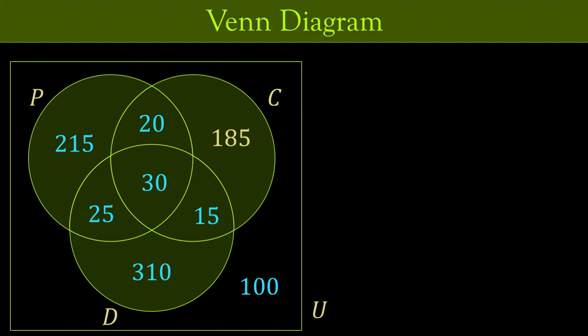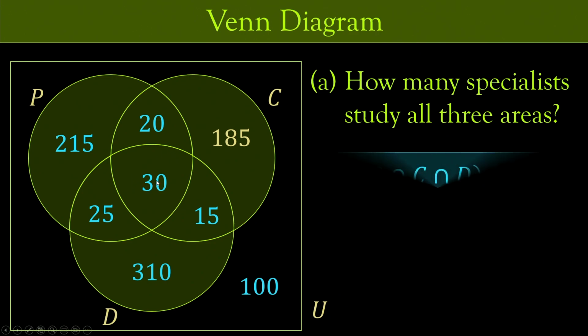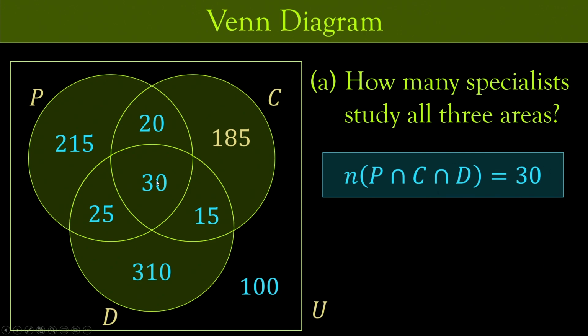Okay, let's see. So what are the questions being asked? The first question is, how many specialists study all three areas of research? Okay, and clearly all three areas refers to this. So our answer there is directly 30. There are 30 researchers that study all three areas. Okay, I'm also including the set notation to represent this.